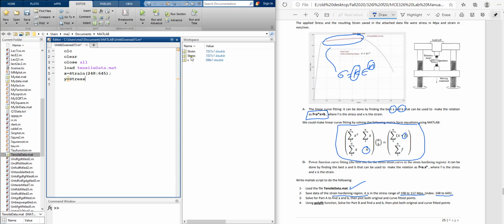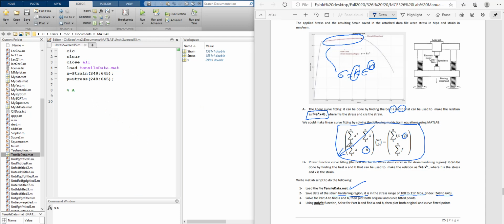Y is the stress, because this is the stress vector. I will take the same elements, because for each stress we have the corresponding strain. So I have the X and Y, and we want to fit them. At the beginning, we want to fit them linearly, so this is part A, as an example. I will fit them linearly using the matrix form. How can we solve this matrix, guys? If you have coefficients multiplied by unknowns equal constants, then the solution equals the inverse of this matrix multiplied by this vector. Let me define them: this is the A, this is the C, and this is the solution or the unknowns, S.